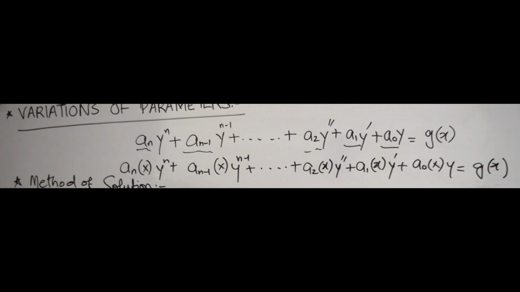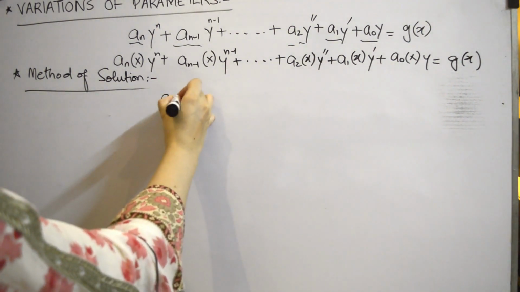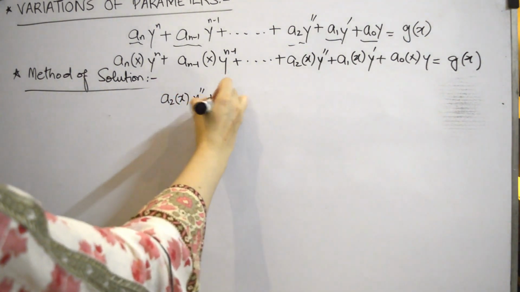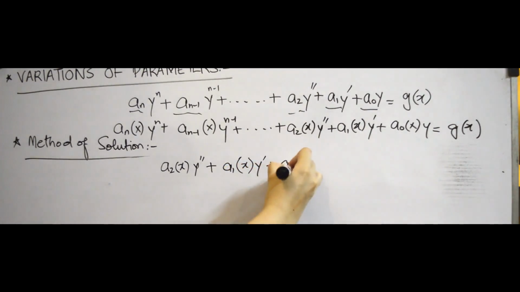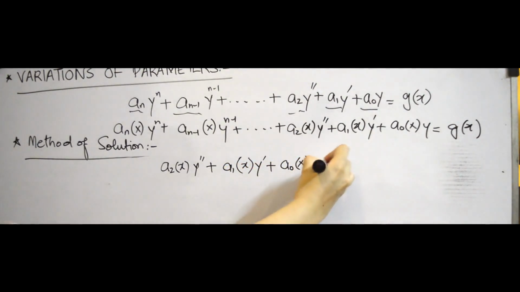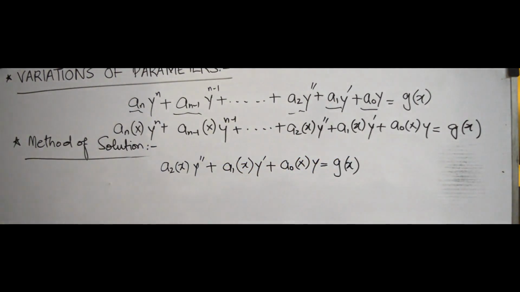For the method of solution, for example, we restrict this higher order equation to a second order differential equation, that is a2(x) y'' plus a1(x) y' plus a0(x) y equals g(x). If we have this kind of equation, the first step is that you have to convert it into the standard form.